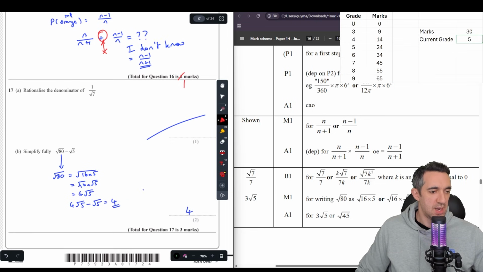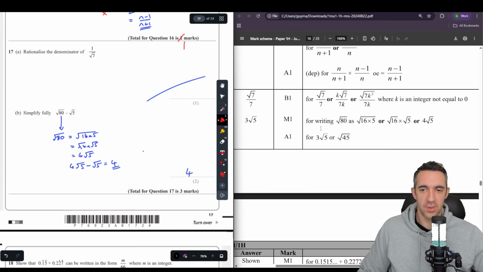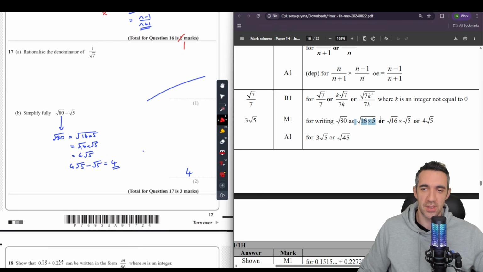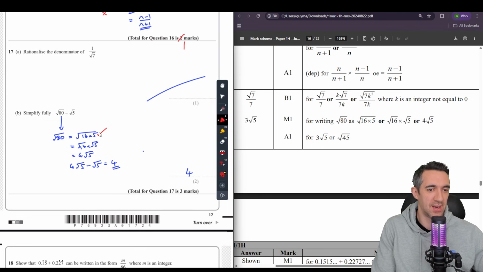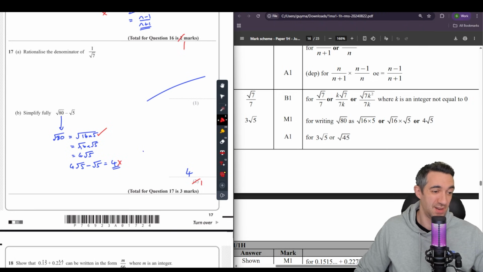So 17. We couldn't do part A because it was a 1 marker, but part B, I think, was a fairly safe bet. Root 80 as, oh wow, you only had to write root 16 times 5. I didn't even have to simplify it to 4 root 5. Wow. Look at that. I could have got 1 mark for just doing root 16 times 5. And then obviously I made my favorite error, 4 root 5 minus root 5 is 4. So obviously that's wrong. So I get my 1 mark for that part. So I'm going to add that onto my total. I'm on 31. I'm not a million miles away from half marks so far. I haven't got anything right.